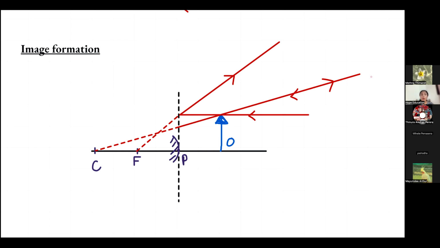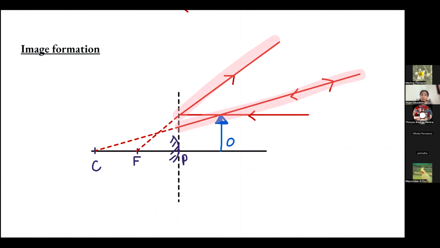Now let's look at our reflected light rays. Are they going to meet at the front of the mirror? What do you think? No, because can you see that they are going farther and farther apart from each other?